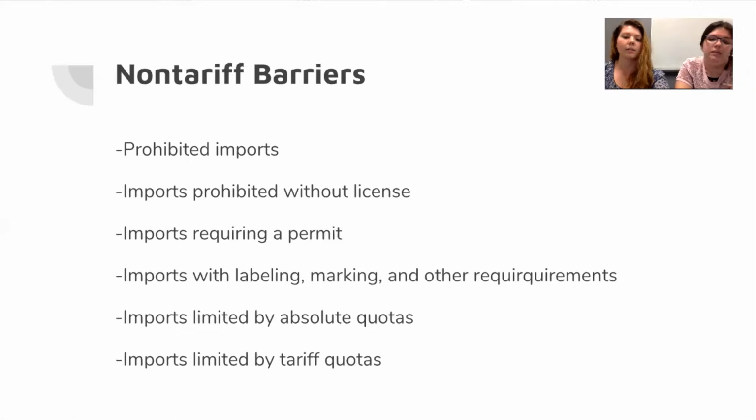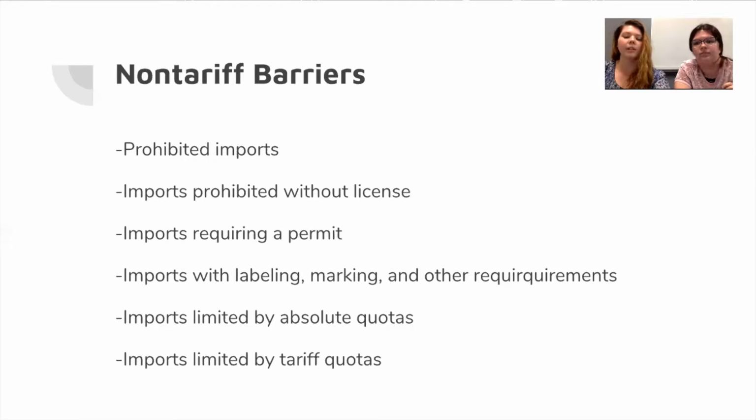Another type is imports that require a permit. Such imports include alcoholic beverages, animal products, plant products, and trademarked articles. For example, all commercial shipments of meat and meat food products must undergo some type of regulation and be inspected before entering the U.S. Then there are imports with labeling, marking, and other requirements.